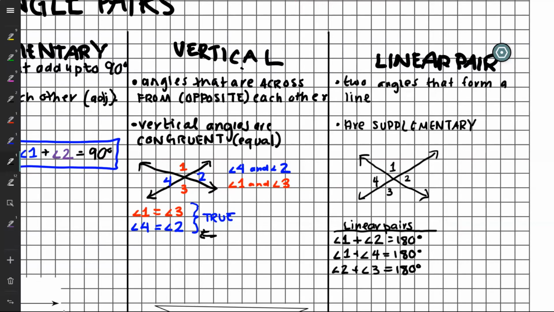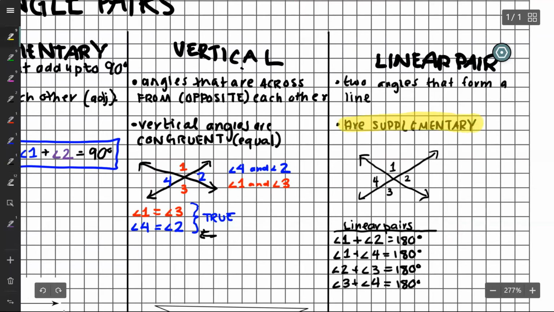Alright, now let's look at angle 3. Angle 3 is going to be a linear pair with angle 2, which is what we wrote here. But it's also going to be a linear pair with angle 4. So angle 3 plus angle 4 also equal 180 degrees. Alright, so these are all 4 of our linear pairs for this example. And this is going to come in handy when we, again, look at transversal angles.